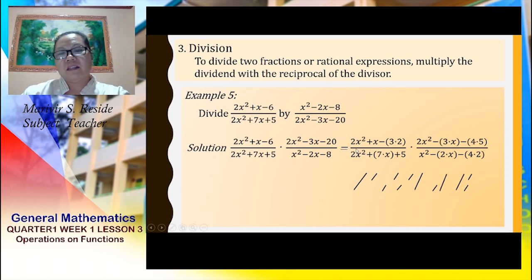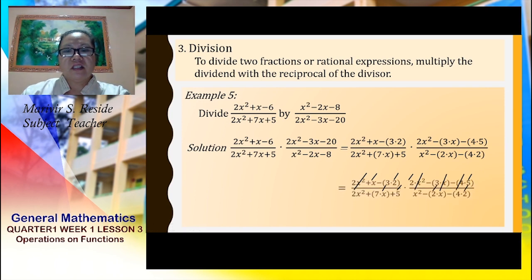So what will we get here? So we have 2x squared plus x minus 3 times 2. Why do we have 3 times 2 here? I was able to factor out the number 6. Same true with the denominator. I just want to show you how I factor it so that you can easily cancel out some of the given numbers. So it's the same true with the divisor. 3 times x being factored out, 4 times 5 for 20, 2 times x, and 4 times 2 for the number 8. Let's proceed to the next one.